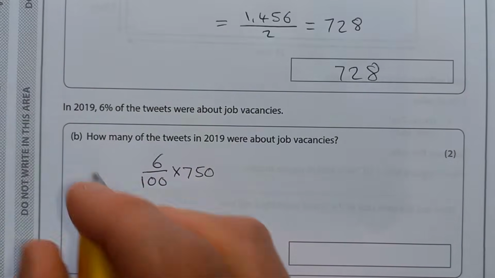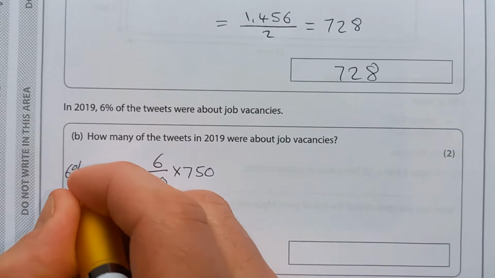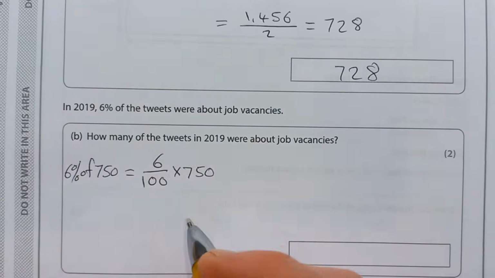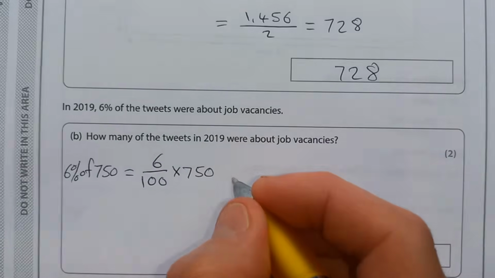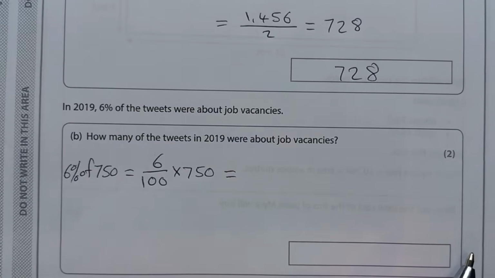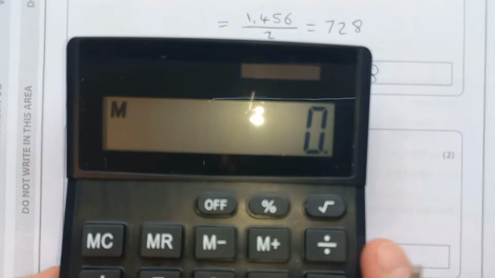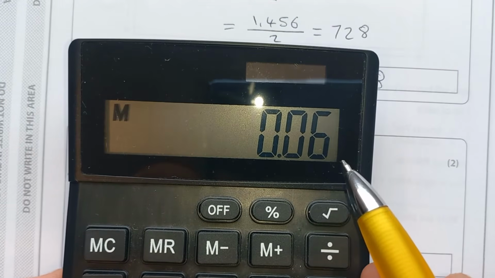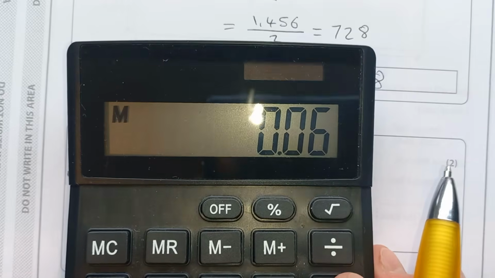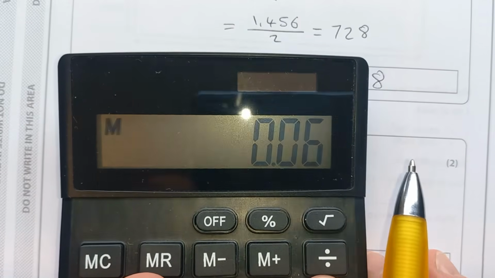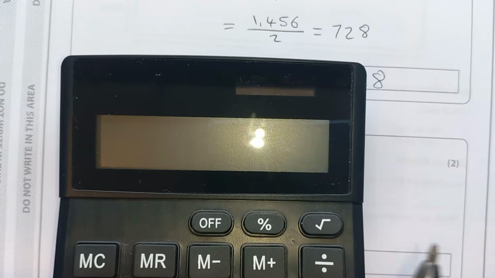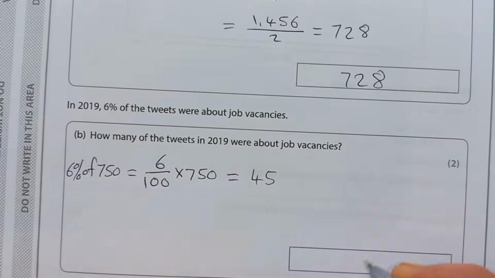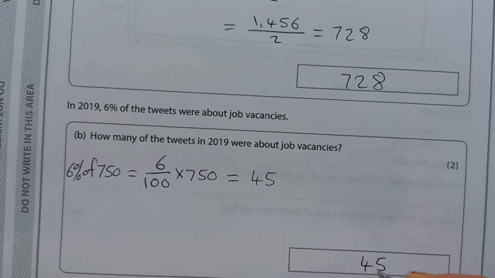So this is 6% of 750, which we're writing as 6 divided by 100 times 750. So with the calculator, 6 divided by 100 gives us the answer as a decimal. If you know it as a decimal, you can go straight to that and then multiply it by 750 and we get 45. I can put that in there.